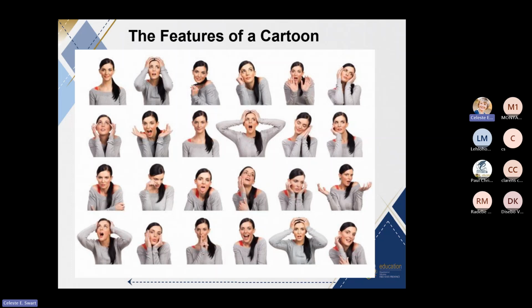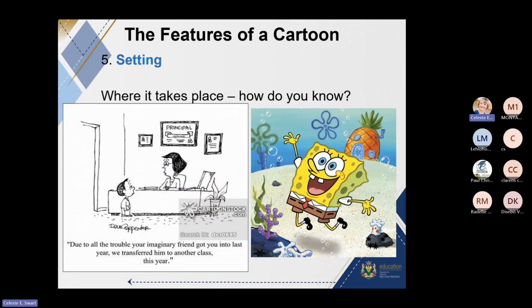Then we have setting. A setting of any cartoon is where it takes place. How do you know that? You can't just say the first one's in the principal's office. How do you know it's the principal's office? It's obviously there's a desk, there's someone sitting behind the desk. And if you weren't sure that it's the principal's office, there's a certificate up on the wall. We've all seen SpongeBob.